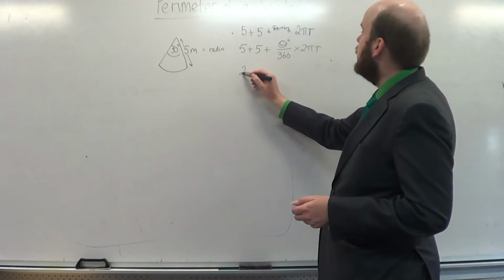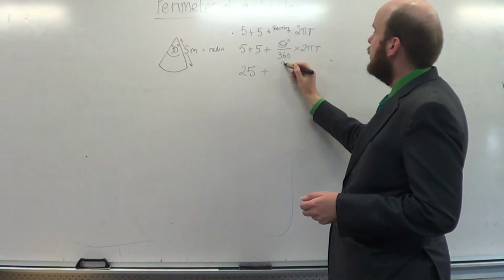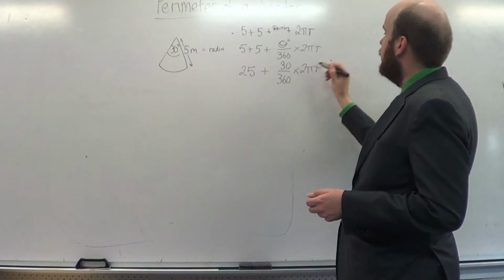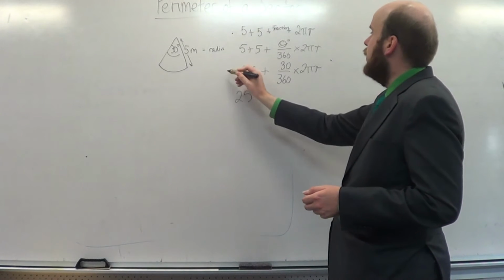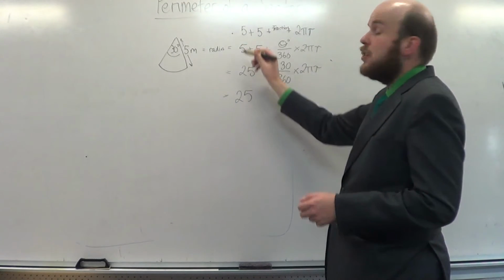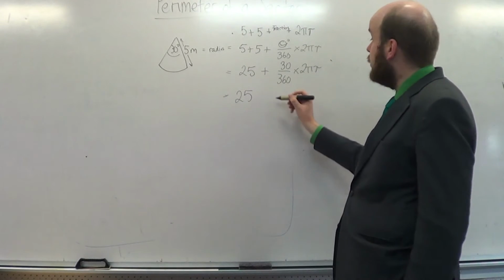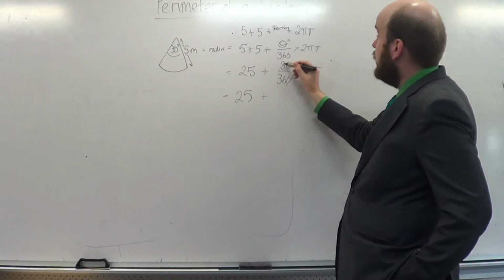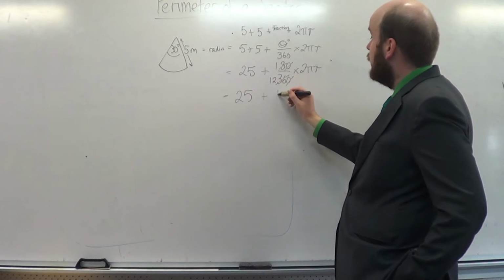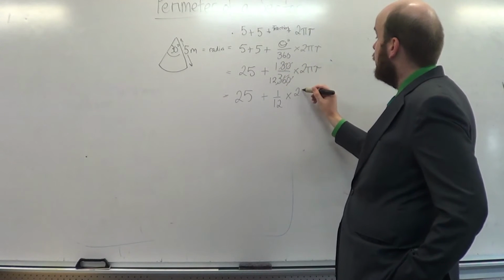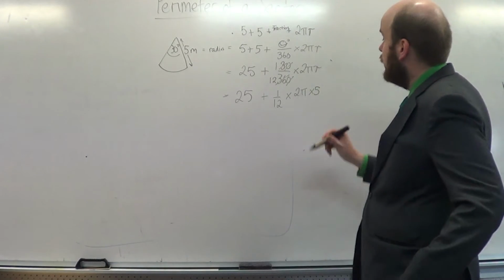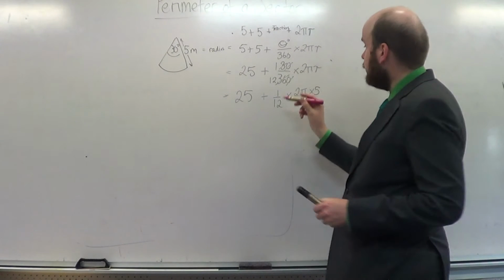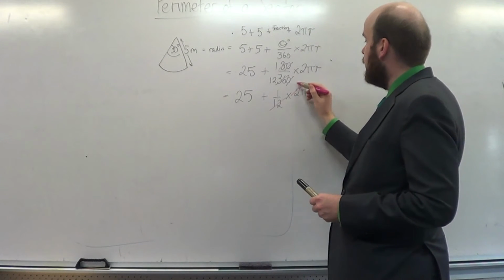So 2 times 5 plus 30 over 360 times 2 pi r. Make sure to always put equal signs so you know what you're doing. So 3 can go into 36 12 times. We can simplify this again. The 2 and the 12 can cancel out.